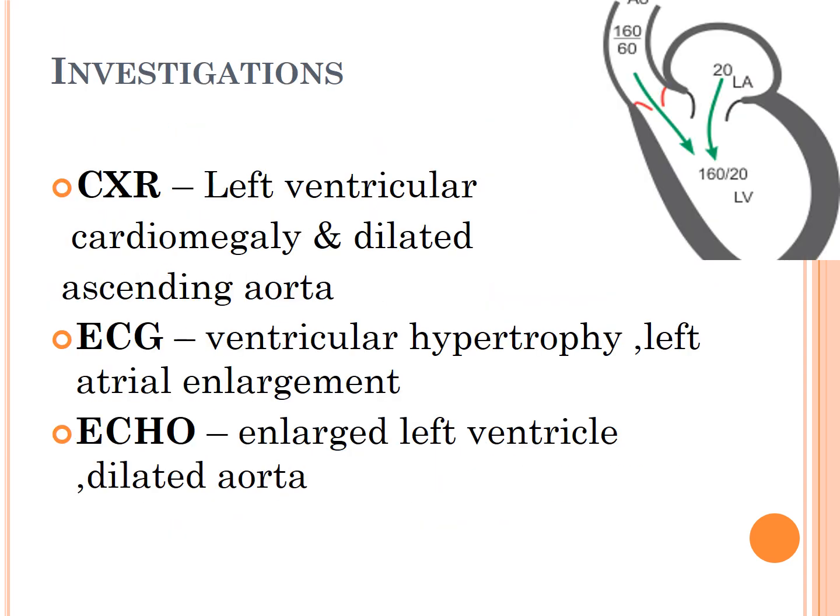In investigations, X-ray chest will show left ventricular cardiomegaly and a dilated ascending aorta. If you do an ECG, you'll find left ventricular hypertrophy and left atrial enlargement. And when you do an echo, you get an enlarged left ventricle and dilated aorta.